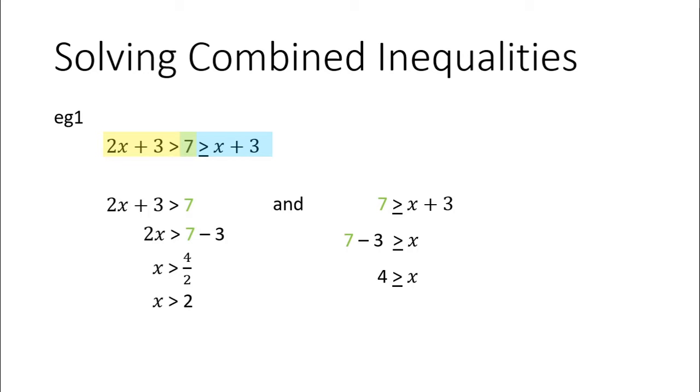To recombine this inequality, we'll put our values in order from smallest to biggest. So 2 is the lower boundary, it's smaller than 4. So 2 and then 4. And we'll put x in the middle. And then make sure you get the inequality direction correct.